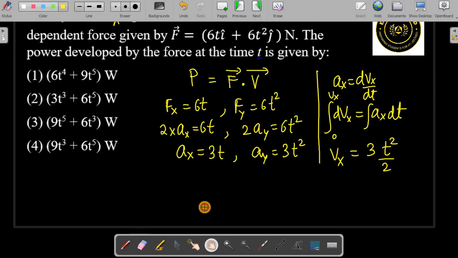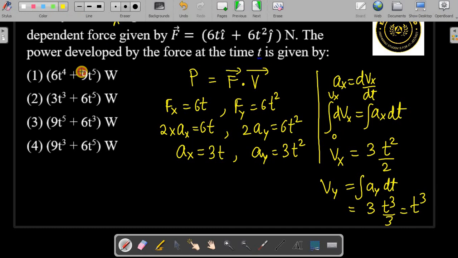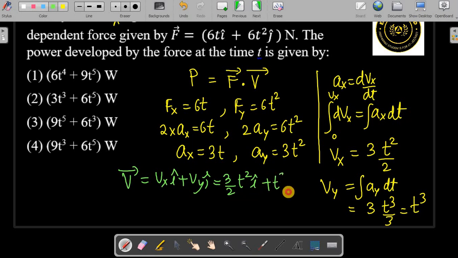Similarly, Vy we calculate. If you integrate in the same manner, Vy is the integration of ay dt. ay is 3t square. The integration of t square is t cube by 3. So this is just t cube. Now we know the velocity vector, which is Vx i cap plus Vy j cap, that is 3 by 2 t square i cap plus t cube j cap. Right? Once you know this velocity, now we calculate power.